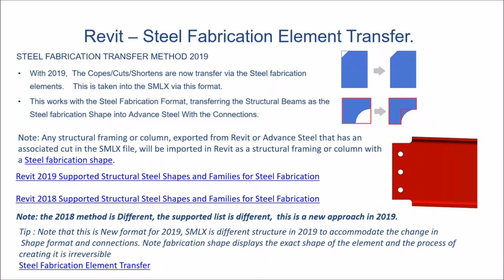Basically, if you apply those tools from the steel ribbon, it then changes the beam inside Revit, from what I understand. It actually becomes a steel fabrication beam, not a normal structural steel beam. It uses what's called a steel fabrication shape, so it's a more exact profile. At the moment, there was also a slight difference in the supported shapes between 18 and 19. I expect the number of supported shapes will increase in the next version. From what I've tested, even if you delete the connection afterwards, so if you put a base plate on a column and then take it off, the beam actually stays as a fabrication beam, a steel fabrication element. So it's an irreversible process.